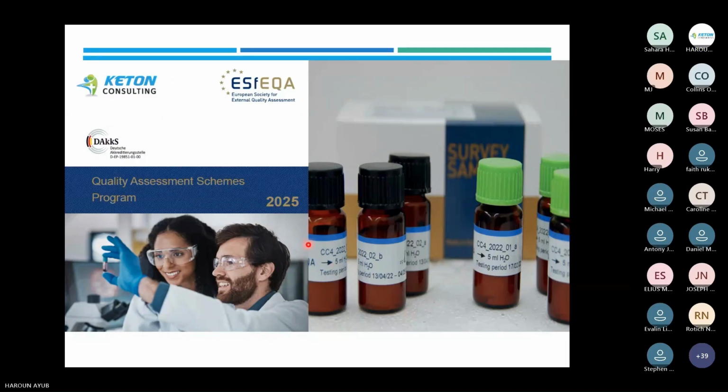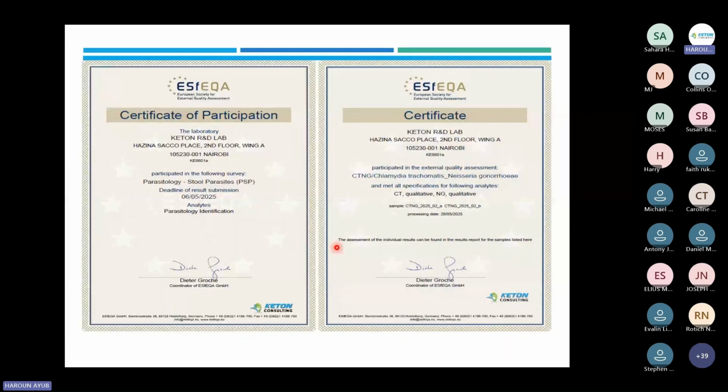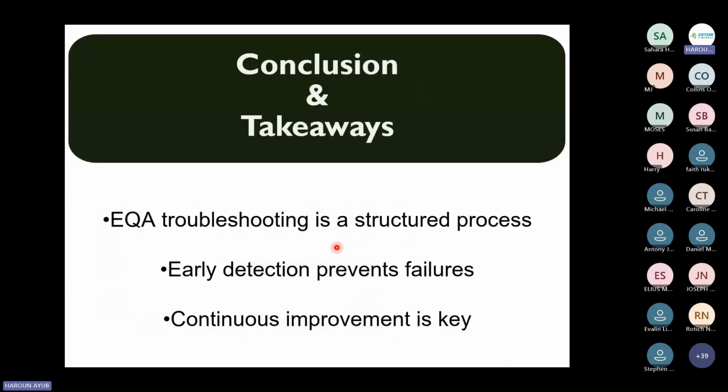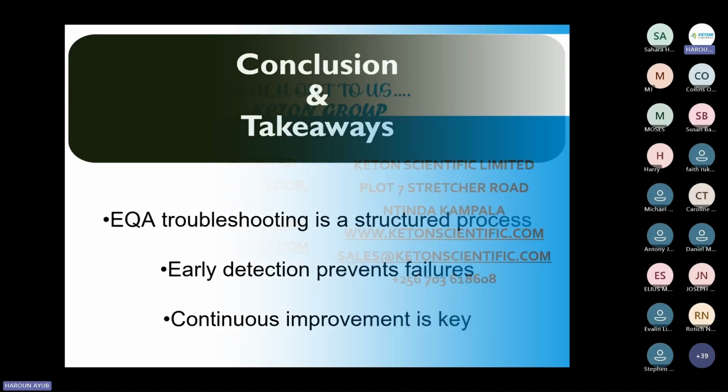Sample reports. So the conclusions or takeaways: EQA troubleshooting is a structured process. Remember, identify where the error is: pre-analytical, analytical, or post-analytical. Identify which error you are having. Is it a random error or a systematic error? Once you define those two particular processes, your troubleshooting is easy. Early detection prevents failures. Check your Shewhart chart, check your cycle report. You'll be able to identify shifts, trends, or random errors. Continuous improvement is definitely the key.